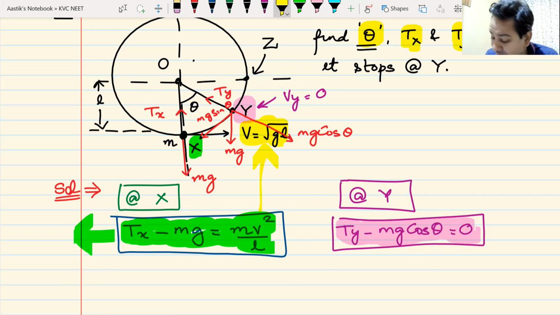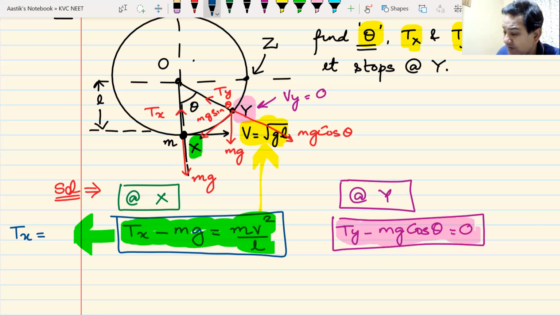Can you tell me what is the tension at point X? Can you tell me by putting the value of V? Anyone can tell me what is the tension at point X? It is straight away given. You can straight away find it out. What is the value of tension at point X?